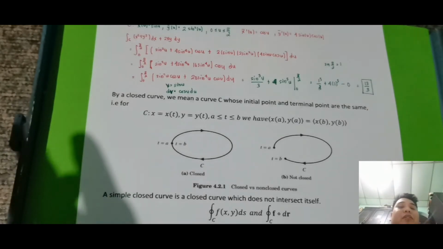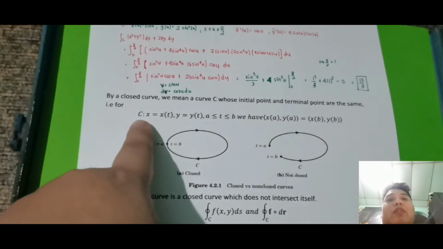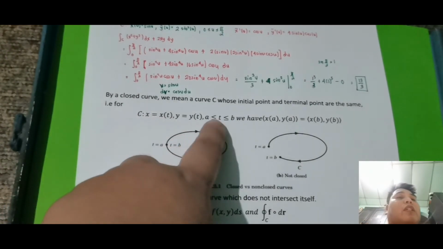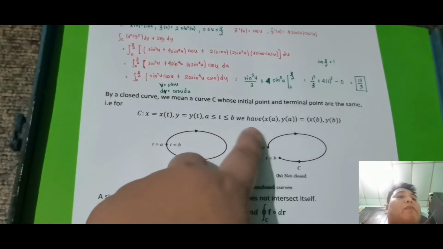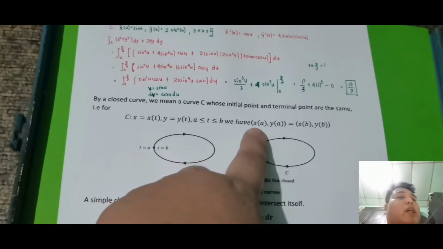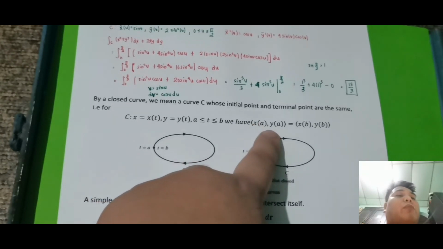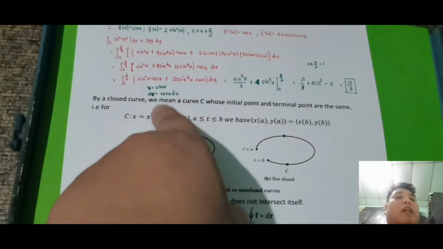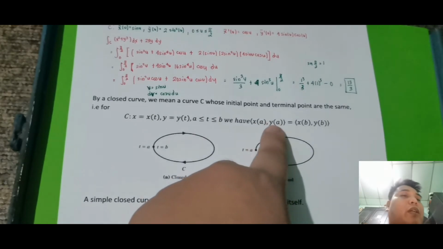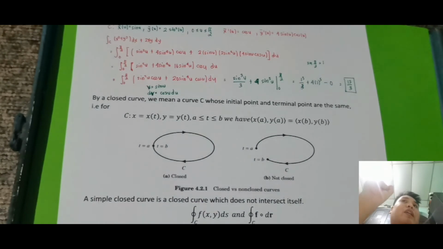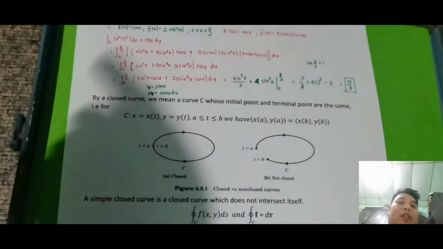Yun ibig sabihin. So, that is for C, x is equal to x of t, ito yung parameter niya, y is equal to y of t, and a is less than or equal to t, less than or equal to b. We have this vector or points. So x of a, y of a is equal to x of b, y of b. So, yung parameter niya, instead na x of t, ano nangyari? x of a, y of a is equal to x of b, y of b. So, for example lang, nag-start siya sa 1, 2, pagbalik niya sa 1, 2 pa rin. So, umikot yung curve.